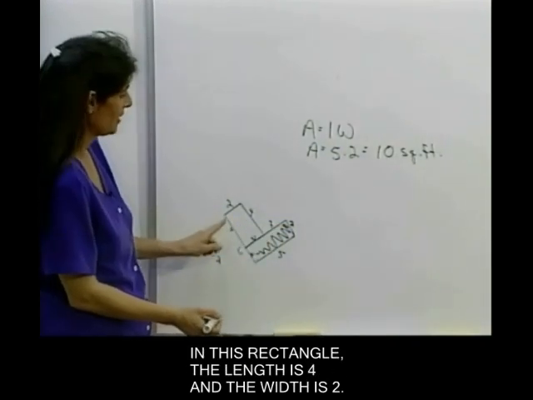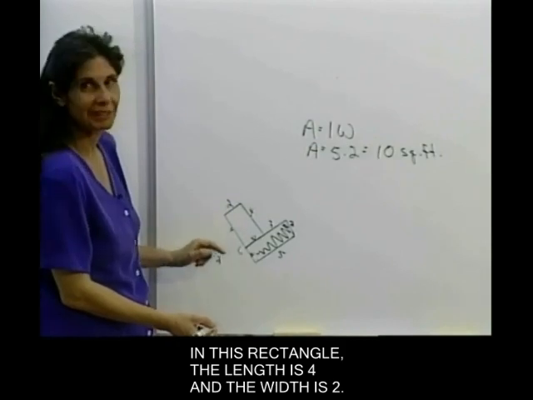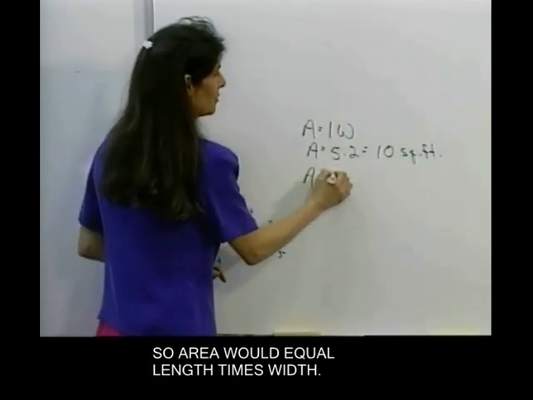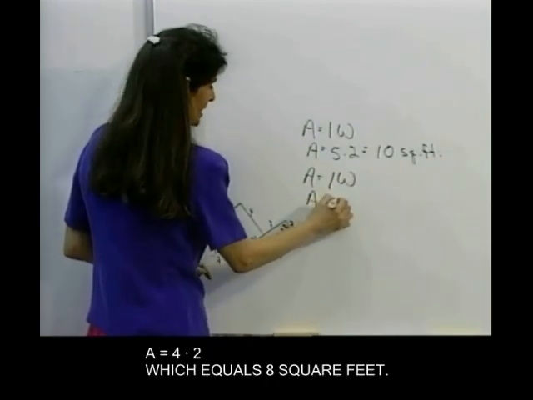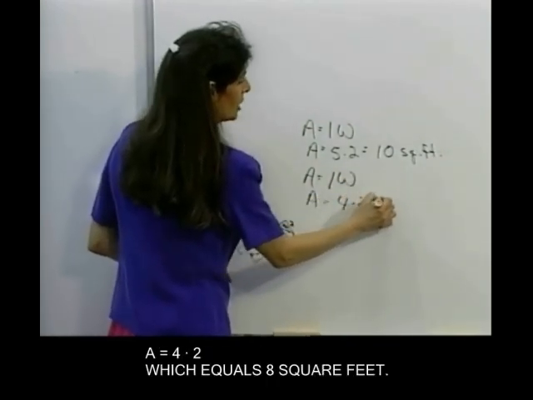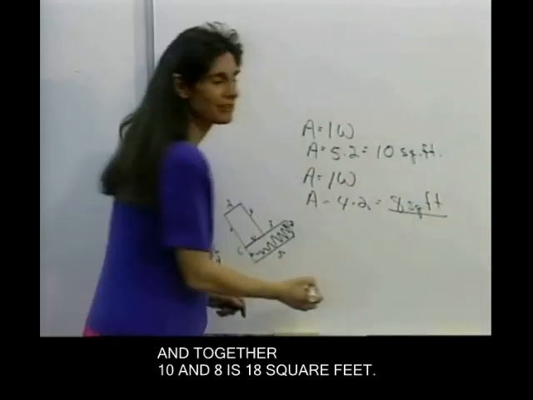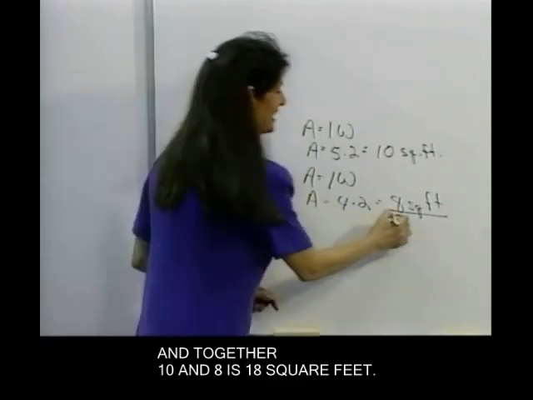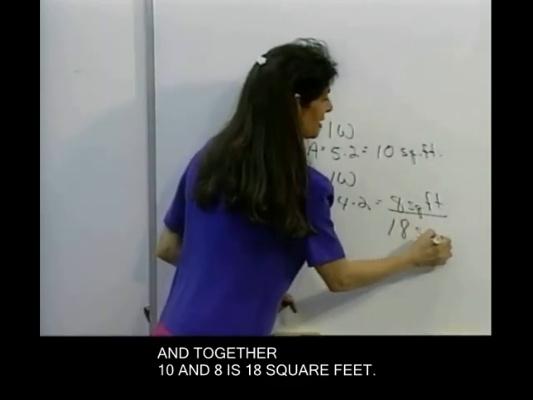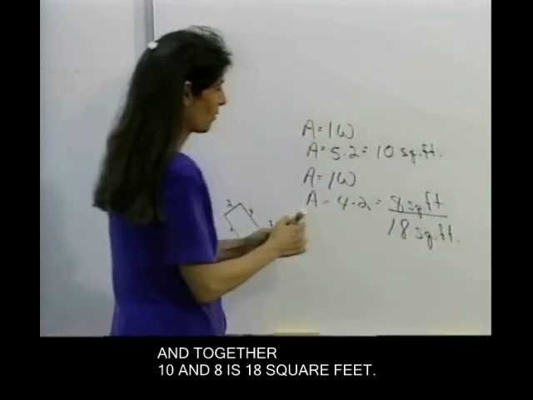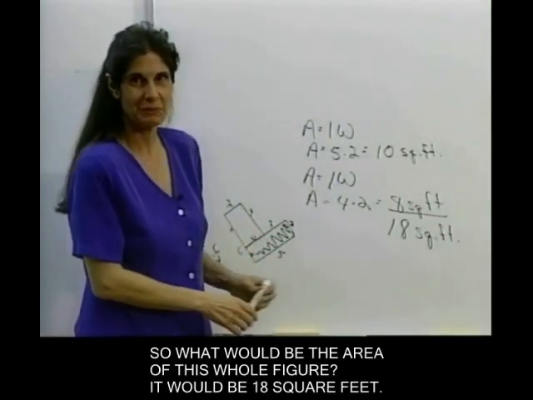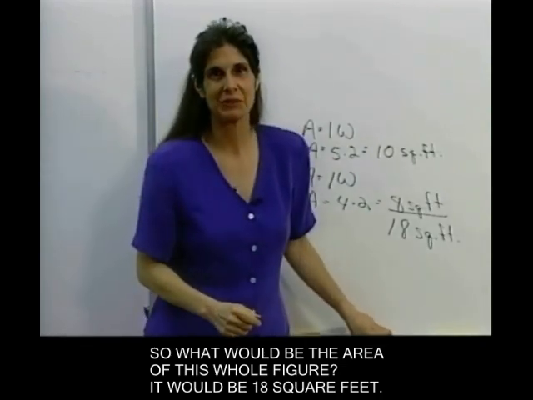This rectangle, the length is 4 and the width is 2. So area would equal length times width. Area equals 4 times 2, which equals 8 square feet. And together, 10 and 8 is 18 square feet. So what would be the area of this whole figure? It would be 18 square feet.